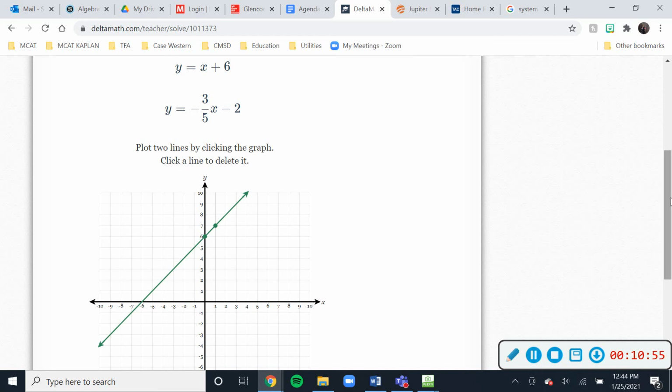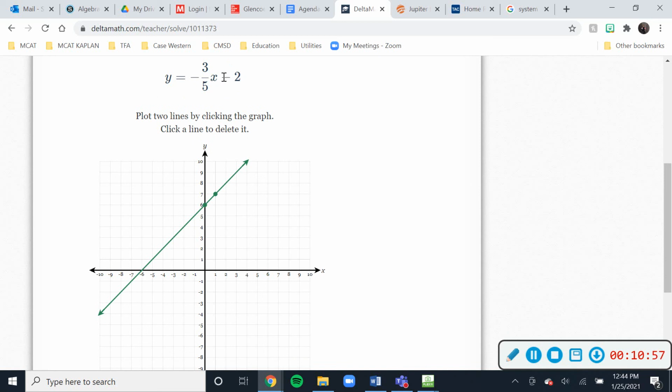Second equation, I do the same thing. This time I have a y-intercept of negative 2, put a dot here, and then the slope is negative 3 over 5. So my rise is negative 3, so I go down 3 spaces, and then the run is 5, so I go to the right, 1, 2, 3, 4, 5, and I plot it there. If you need to review graphing, go ahead and check out some of the previous videos to remind yourself how to graph these equations on your own.